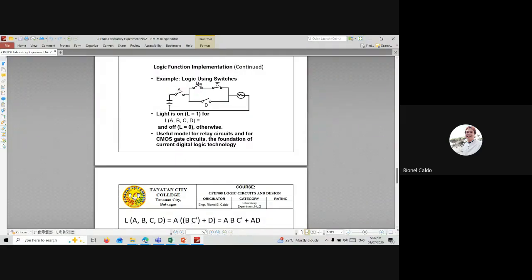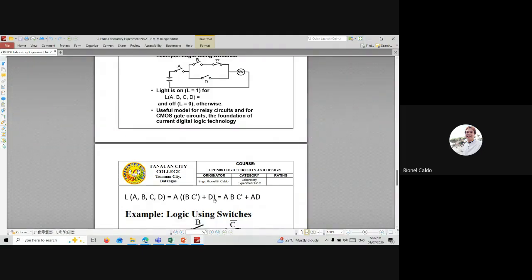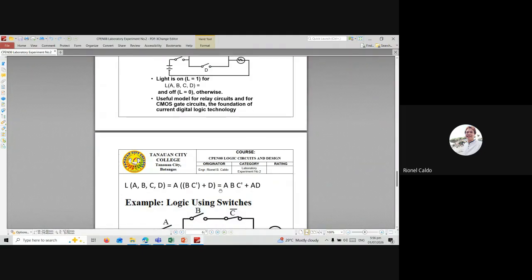Sabi ko kanina, yung B ay naka series sa C naught, kaya B times C naught. And then yung series connection niya ay naka-parallel sa D, kaya naglagay dito ng plus D. And then enclose ulit natin ang parenthesis kasi nga yung kanilang parallel connection is naka-series naman sa variable A. And then, as you know, distributive method, di ba? Algebra, basic algebra. So, pwede mo siyang i-distribute magiging ABC naught plus AD.